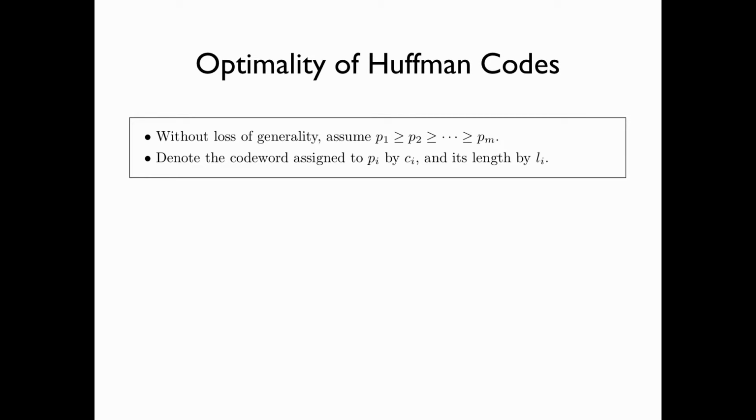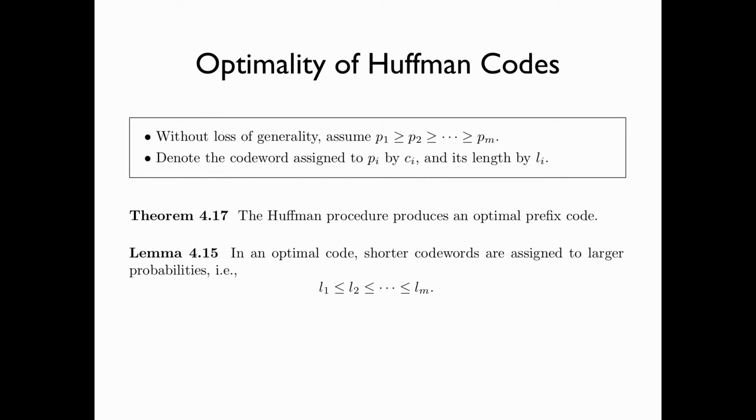We are now going to establish the optimality of Huffman codes. That is, the expected length of a Huffman code is the smallest possible. Without loss of generality, we assume that the probability masses are indexed in descending order. Denote the code word assigned to Pi by Ci and its length by Li. Theorem 4.17 says that the Huffman procedure produces an optimal prefix code. Before we prove Theorem 4.17, we need to establish 2 lemmas.